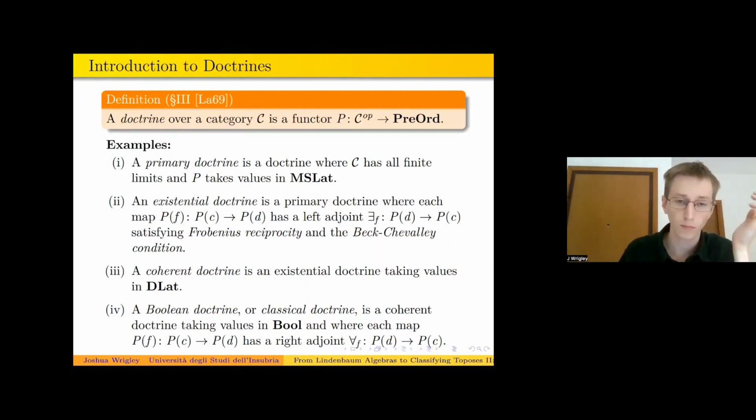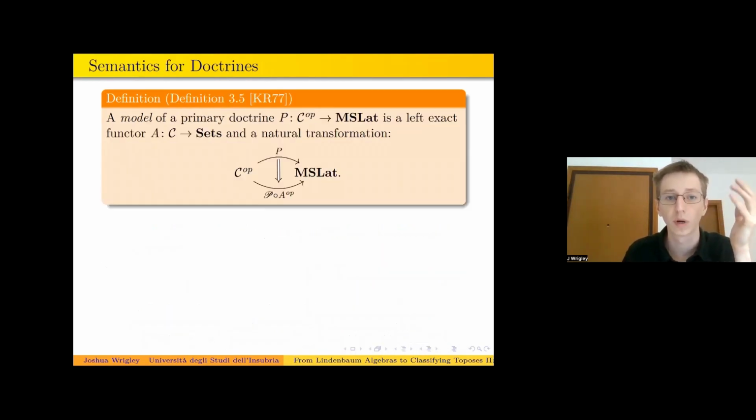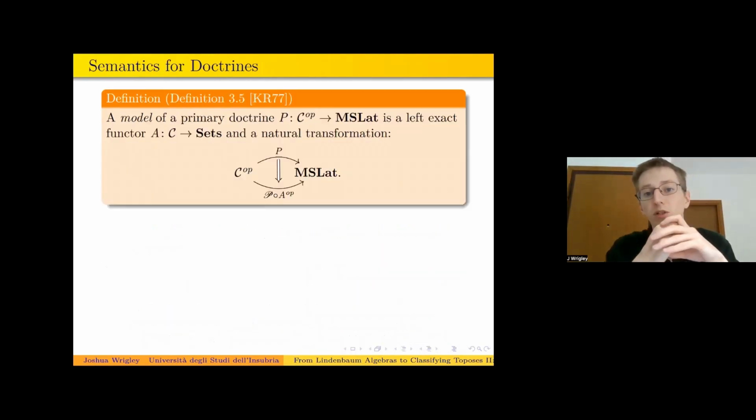So how do we make sense of all of this extra information? What are the models that we're going to associate to a doctrine? Well, a model of a primary doctrine is going to consist of a pair: a left exact functor from our category of types into sets, and a natural transformation from P to this functor on the bottom, A op P.